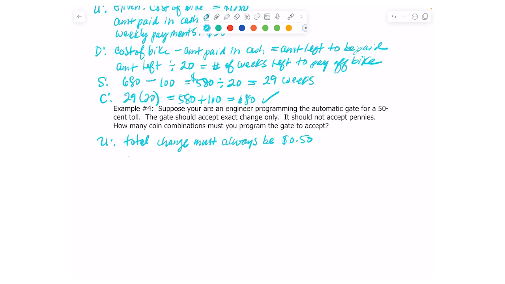Maybe one possible coin combination could be what? Maybe 2 quarters, right? That would give me 50 cents. 5 dimes would give me 50 cents. However, we want to remember no pennies. It says that in the problem. Okay, so we need to count all the combinations.